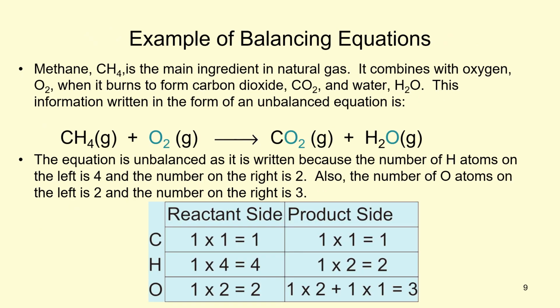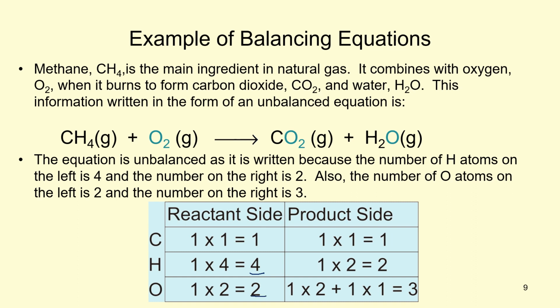So methane is the main ingredient in natural gas. When it reacts with oxygen, so CH4 gas and O2, this is the one we actually looked at just a minute ago, but let's go through it step by step. So CH4 plus O2 gives me CO2 plus H2O. Sometimes, especially if you're a beginner at this, it helps to write out the different elements. So right now in this unbalanced equation, I have 1 carbon, 4 hydrogen, 1 times 4 is 4, and then 2 oxygen, 1 times 2 is 2.